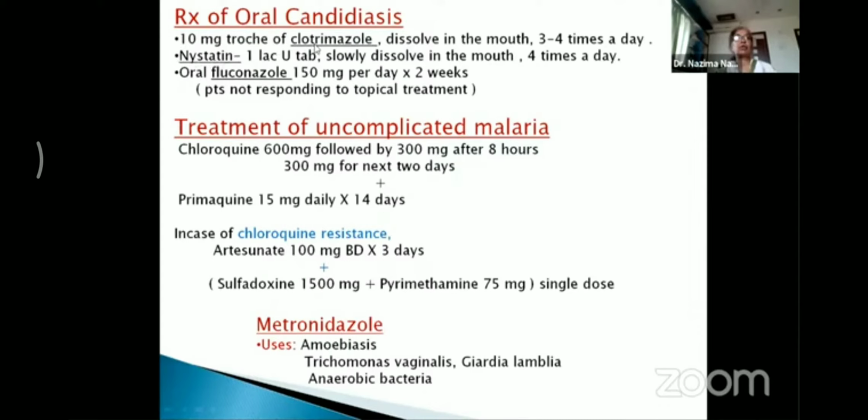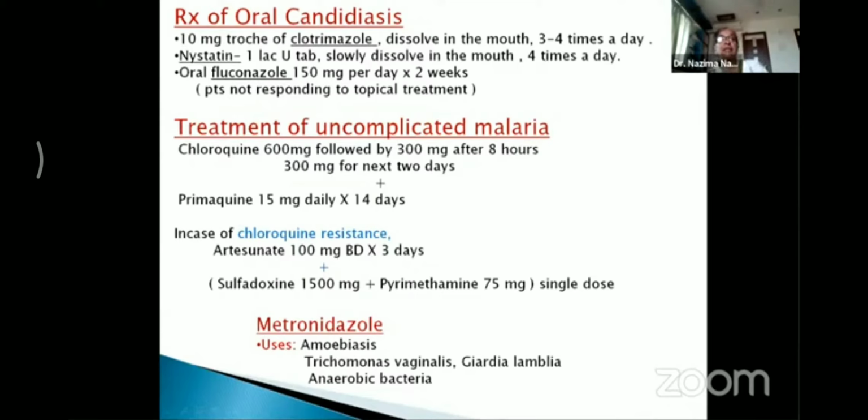Clotrimazole is used topically, as a 10 milligram troche kept in the oral cavity. It is supposed to be dissolved or sucked in the oral cavity, and is used 3 to 4 times a day. Another drug which can be used for oral candidiasis is nystatin, a 1 lakh unit tablet kept in the oral cavity and allowed to dissolve slowly, again 3 to 4 times a day. So this is the topical treatment for oral candidiasis.